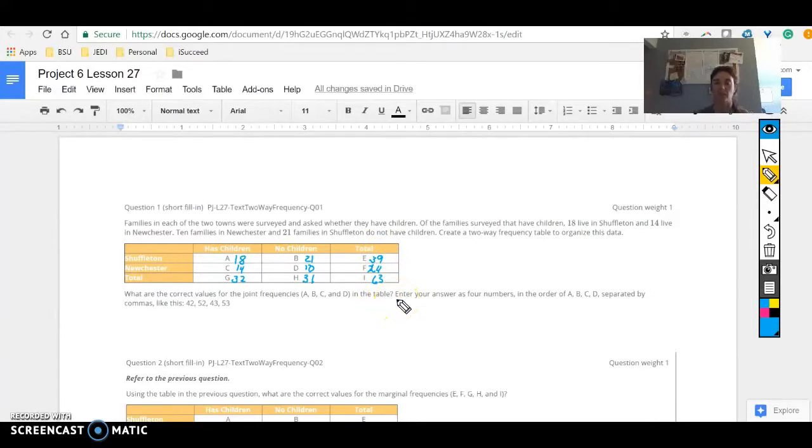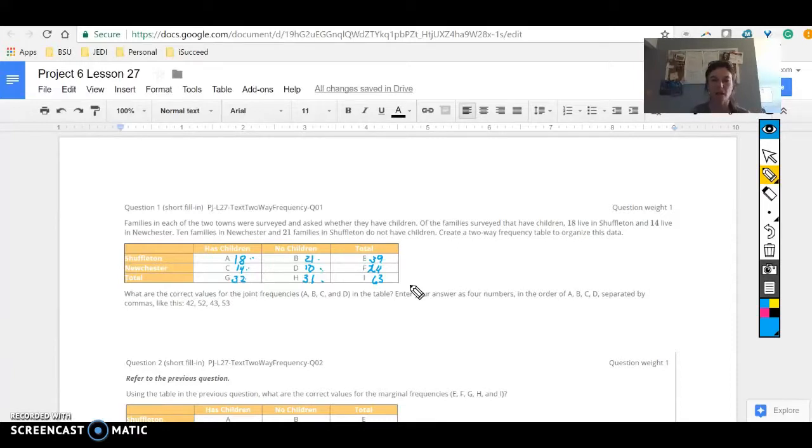Okay, so we should be able to add things in every direction for a frequency table. So 18 and 21 is 39, 14 and 10 is 24, 18 and 14 is 32, 21 and 10 is 31, 39 and 24 is 63, and 32 and 31 is 63. So if you can do all that, you know you've got your data right in a two-way frequency table. Now what you do with it is what's going to come up with the next couple questions.